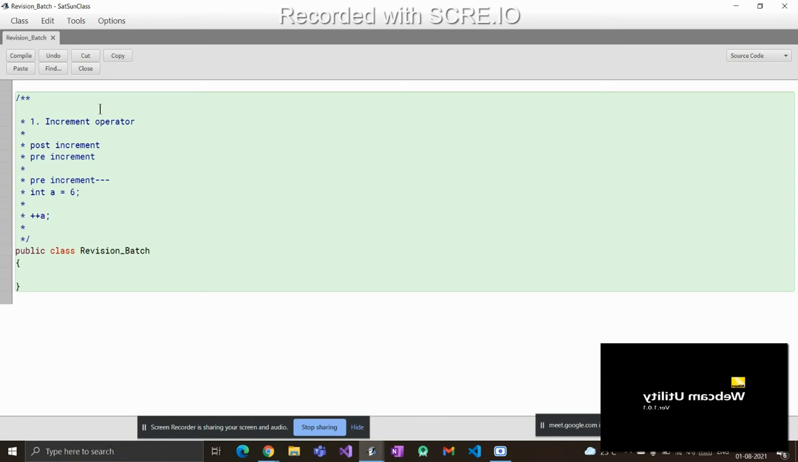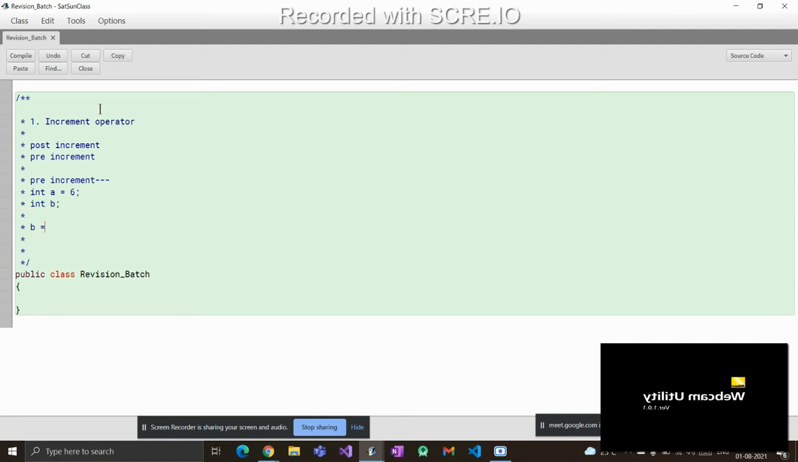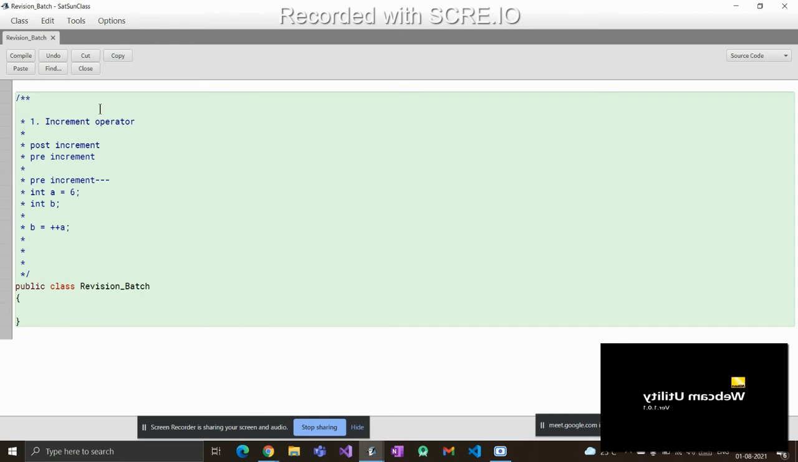When are you able to see the effect of increment and decrement? Only when you have something on the left and right side of it. So let's say I have int b, and I say b equal to plus plus a. Now you will see the effect of the pre-increment operator. Whenever you have a pre-increment operator, you need to understand that it always first increments the value of the operand and then assigns that incremented value to the variable on the left hand side.